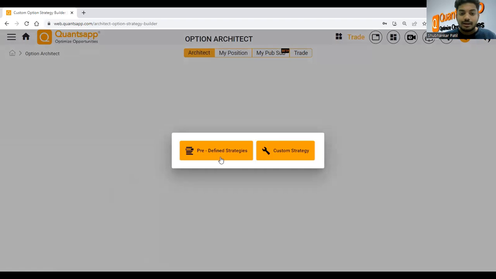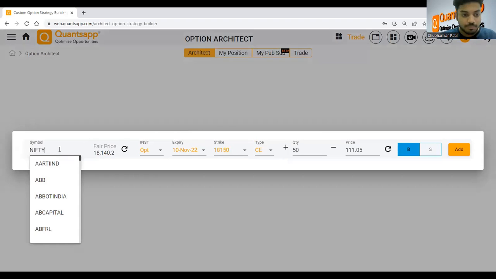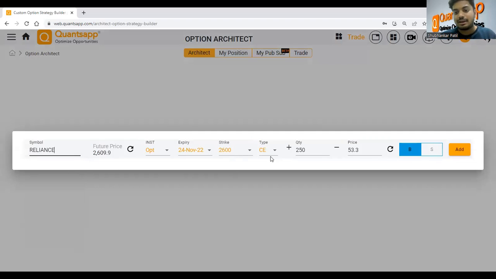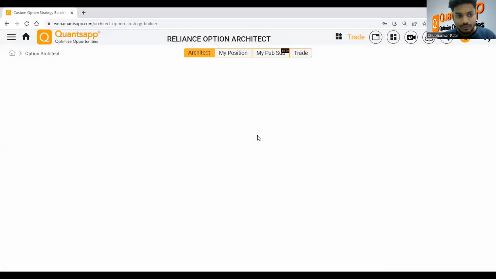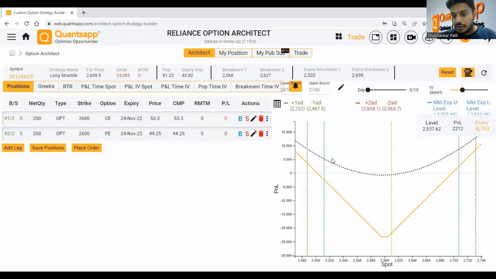Another strategy is, let's say you know that a stock is going to announce its result. Then you know that an IV spike might happen, correct? So how will you do it? You know that IVs will spike up. So let's take an example of Reliance. Let's say Reliance is going to announce its result. So you buy a call option and you buy a put option, and just leave it over here. So you see a long straddle. This is called a long straddle.